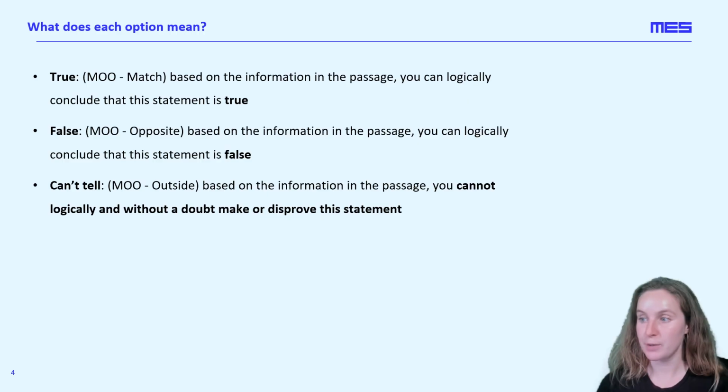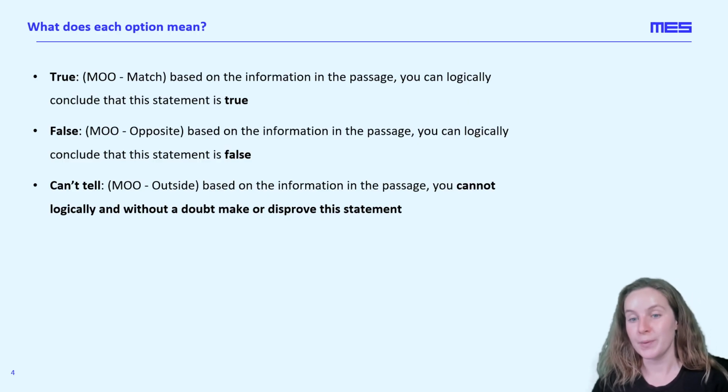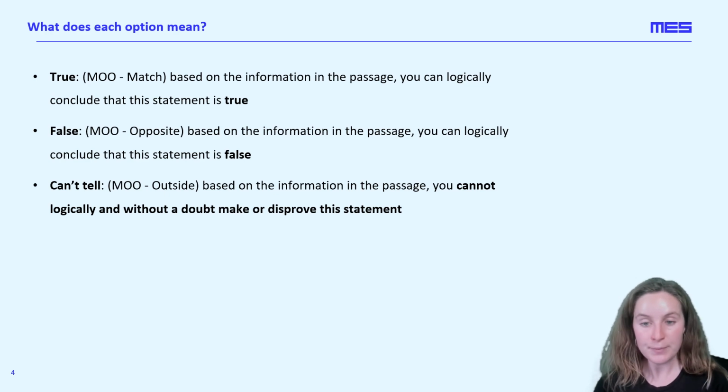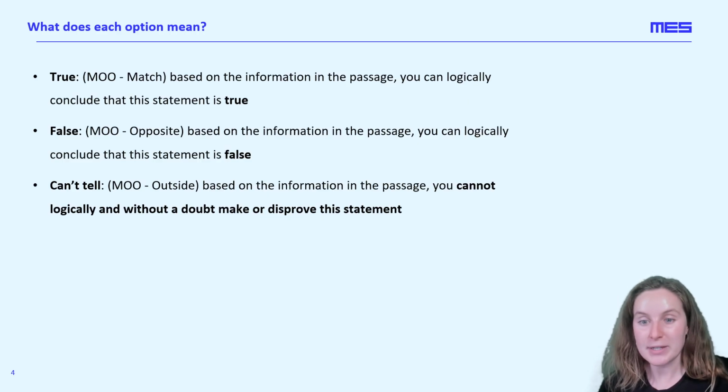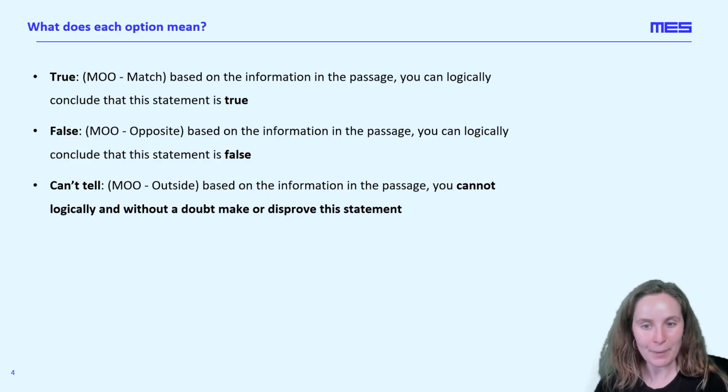Same for false. So based on the information in the passage, you can logically conclude that this statement is false. So definitively false, that usually for false shows that or indicates that there is information in the passage that contradicts, that goes against, or offers a completely different answer than what is given to you in the statement of the question.